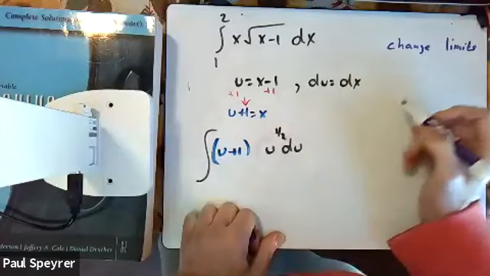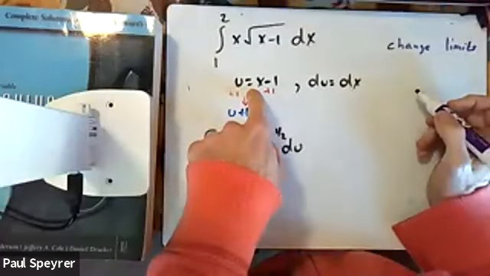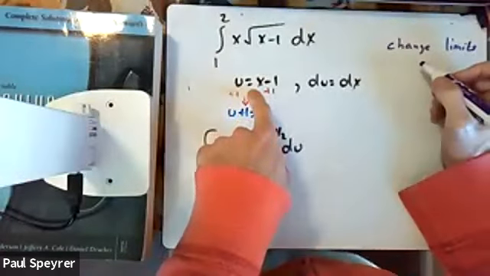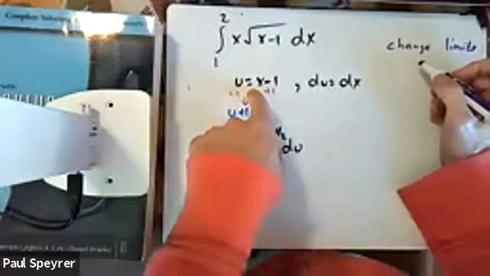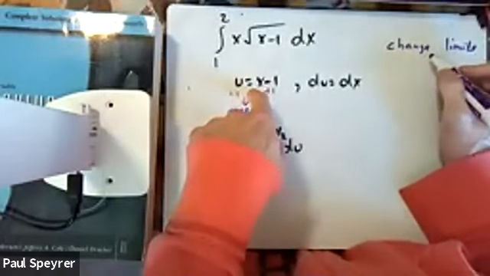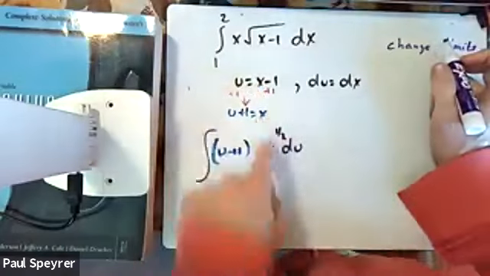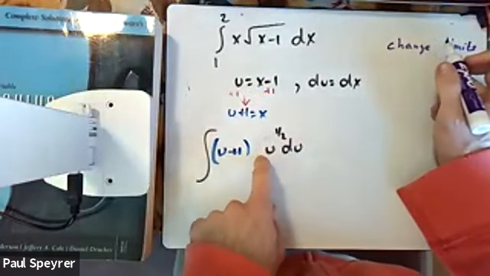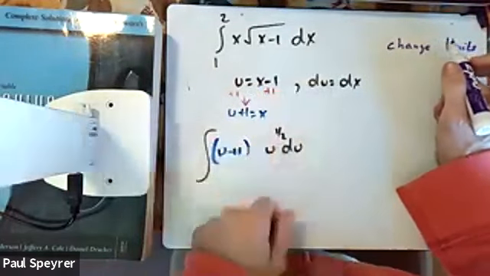How do we do that? With that relationship, right? u equals x minus 1. That's the relationship between u and x. Why do we need to change the limits? Because our problem now is in terms of u, so all our numbers need to be in terms of u.